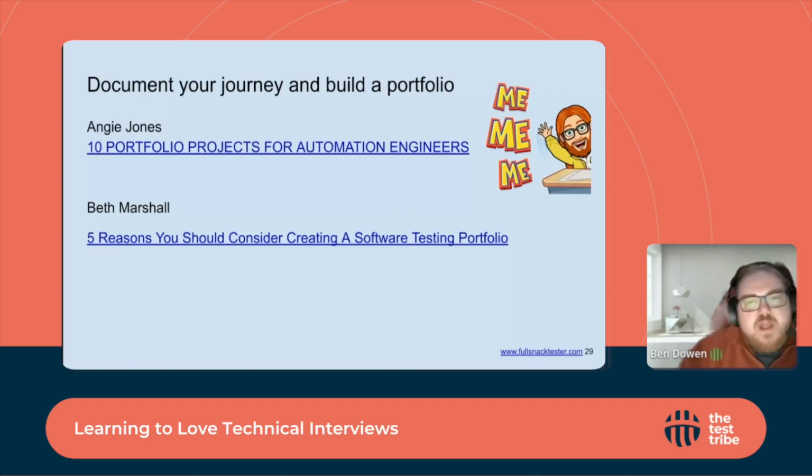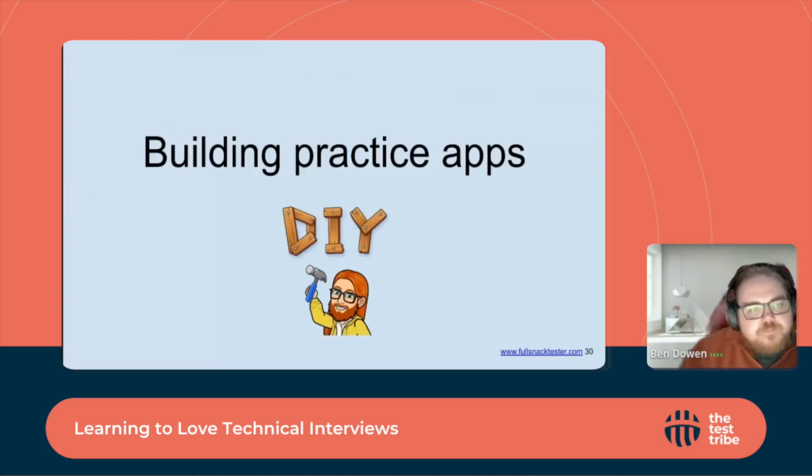And these are two resources that you can use as inspiration. Andrew Jones's 10 portfolio projects for automation engineers is gold. And Beth Marshall's post about reasons you should consider a test portfolio is very powerful as well. So I said that I'm building some practice apps. That fast quotes one is one that I've done already. I'm still working on it. You can go and check it out now.